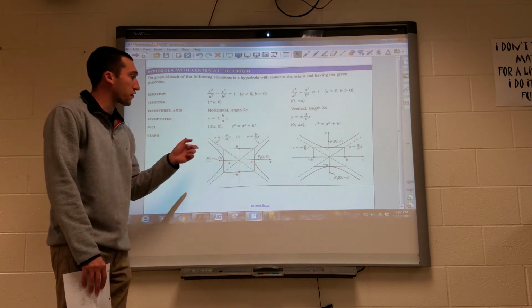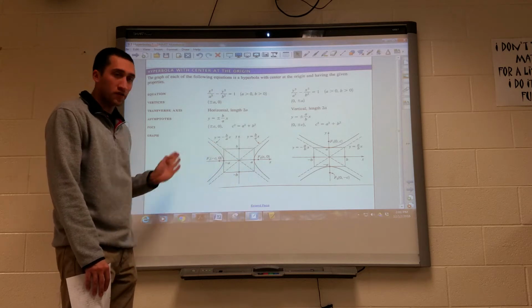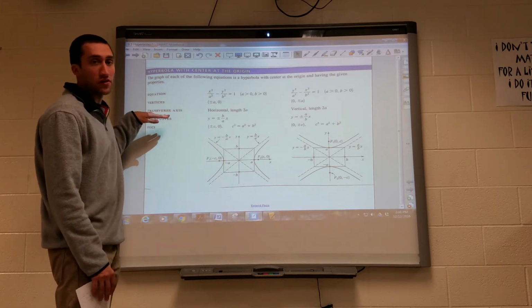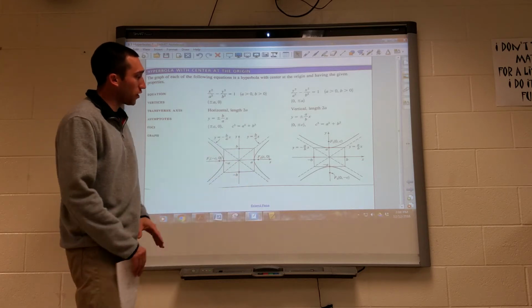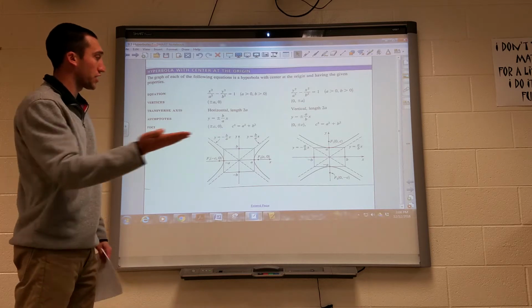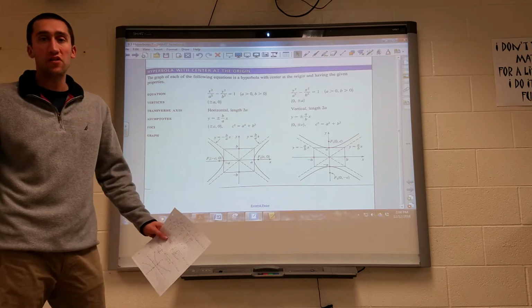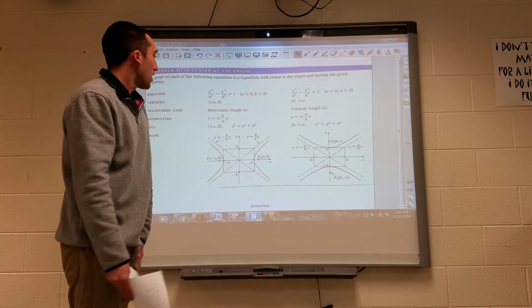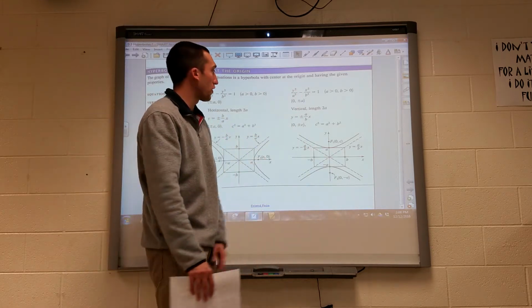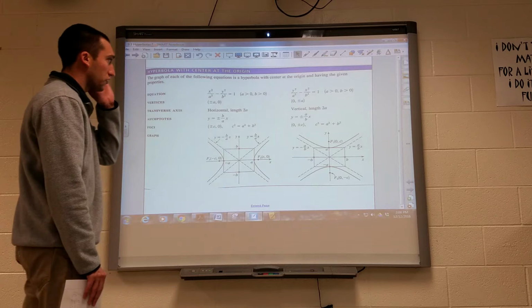Again, we have horizontal hyperbolas, right? So where our x is our transverse axis, they call this the transverse axis, the one that kind of splits our hyperbolas. We're going to call that the transverse axis, similar to the major axis of an ellipse. So we have horizontal and we have vertical, just like we had in both of the previous sections.